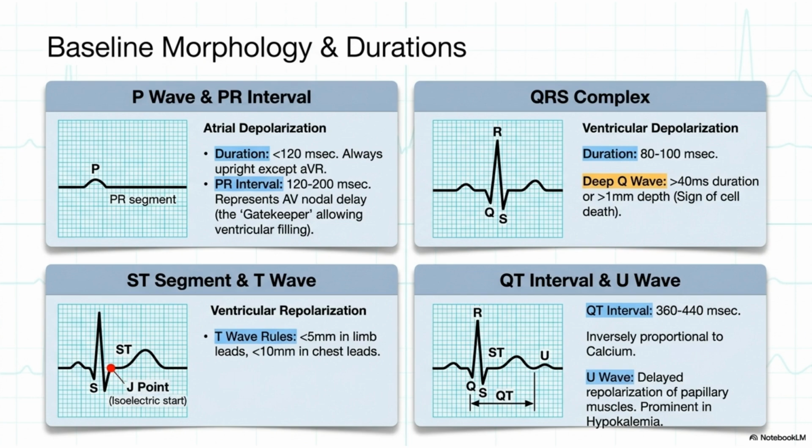Finally, the ST segment and T wave represent ventricular repolarization. A prominent U wave here is a classic sign of hypokalemia.